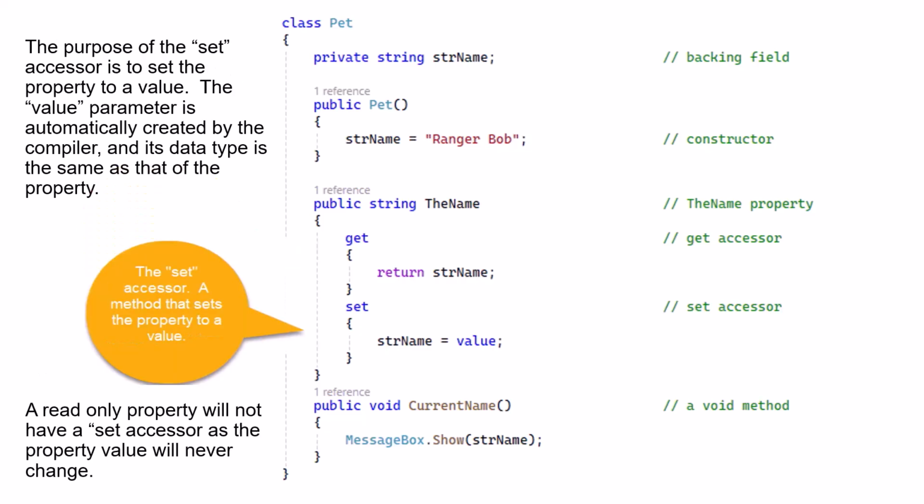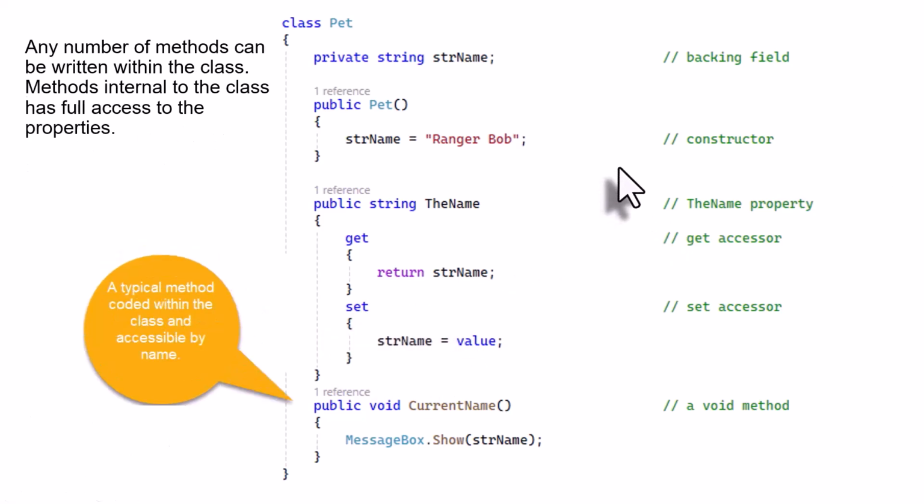The set accessor, a method that sets the property to a value. The purpose of the set accessor is to set the property to a value. The value parameter is automatically created by the compiler, and its data type is the same as that of the property. A read-only property will not have a set accessor, as the property value will never be changed. So how do you make it read-only? You get rid of the set. You don't have one of these.